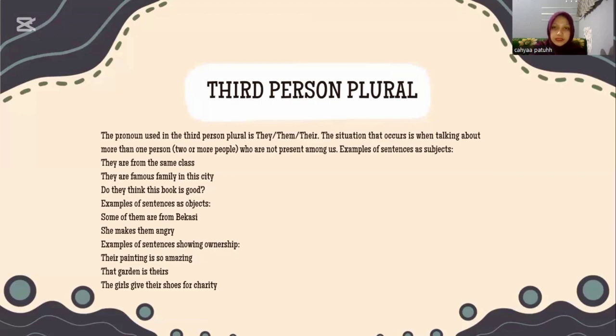They are from the same class. They are a famous family in the city. Example of a sentence as object. Some of them are from Bekasi.